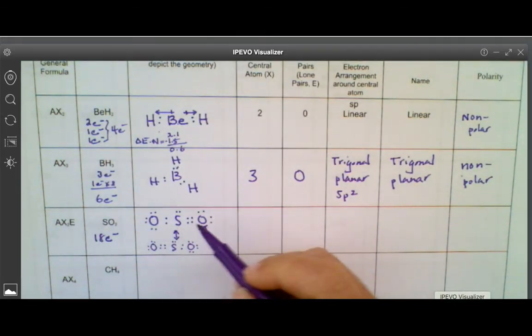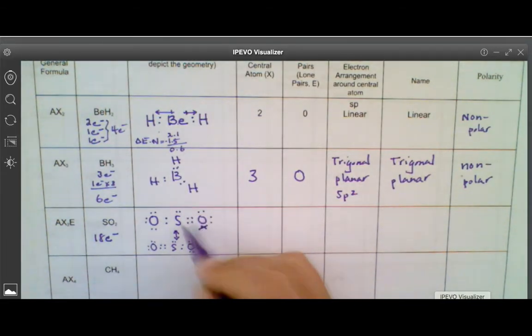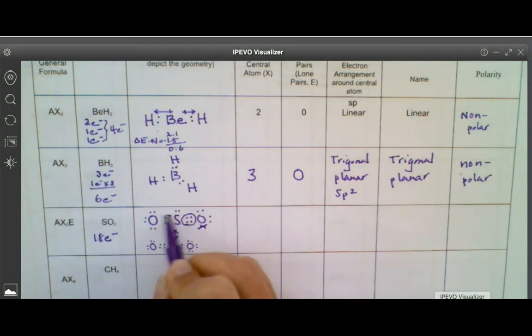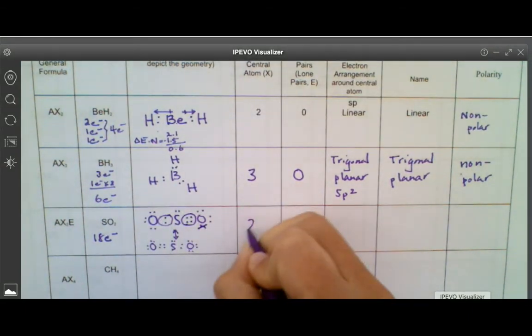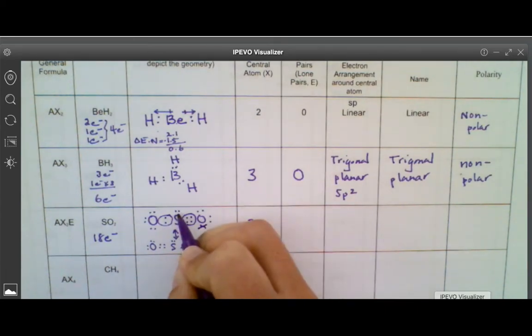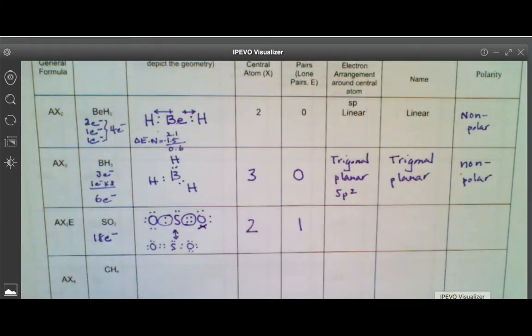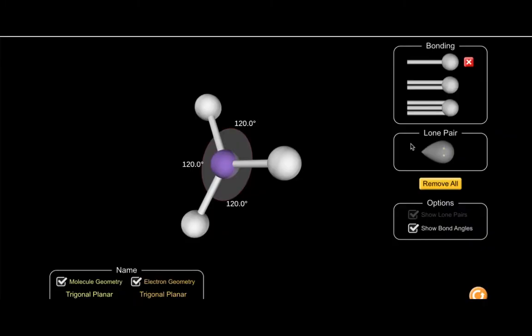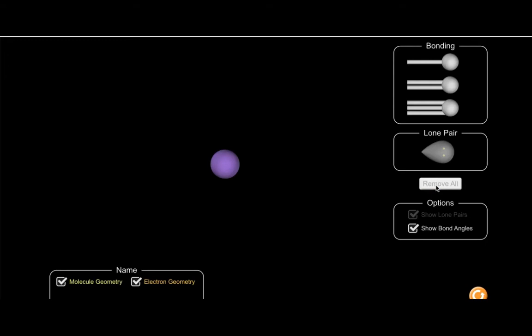What I want to do is count up my bonding regions. You always count a double bond as one bonding site. So this is a bonding site, this is a bonding site. So there are two bonding sites to the central atom, and there's one lone pair. So what is the geometry of this particular molecule? So let's go to our simulation. I'm going to remove all of that. And let's take a look.